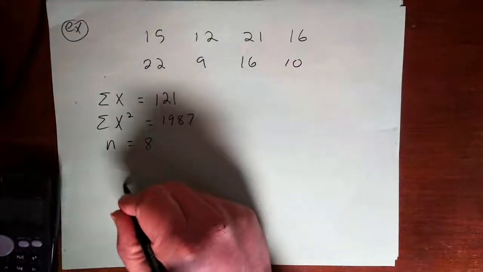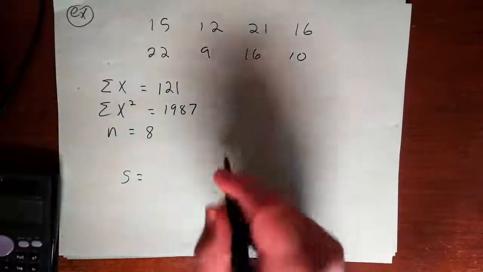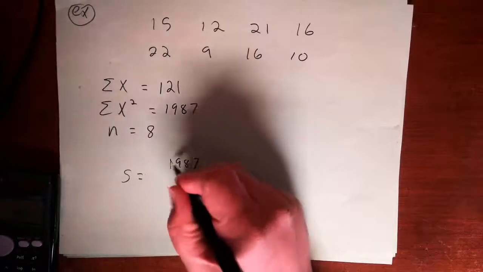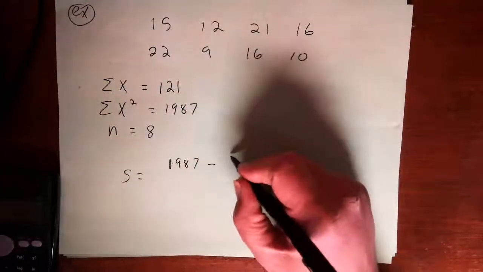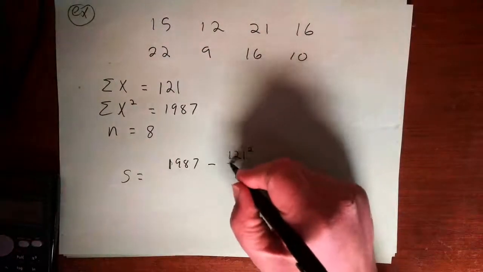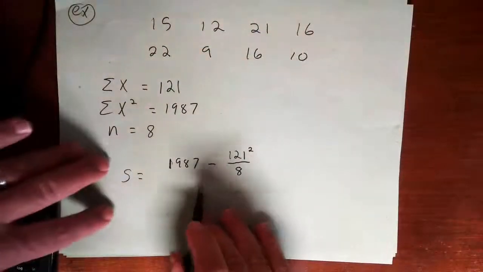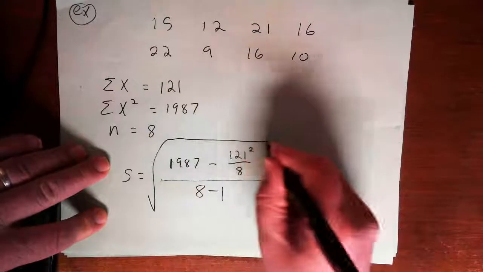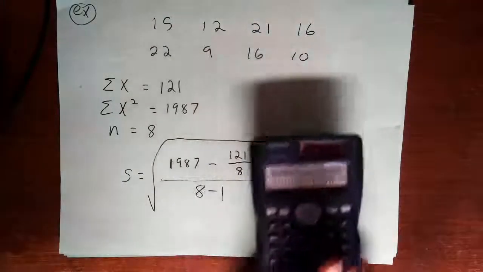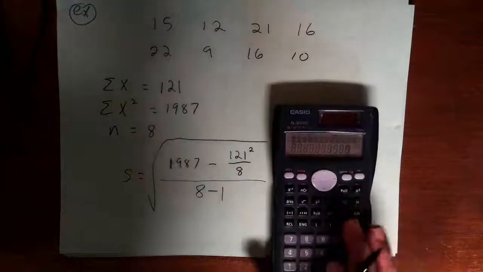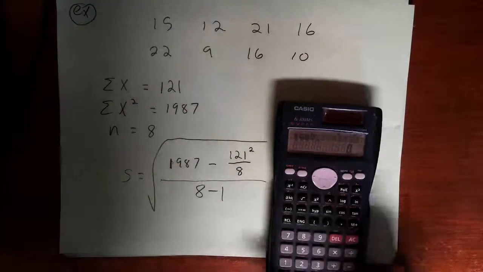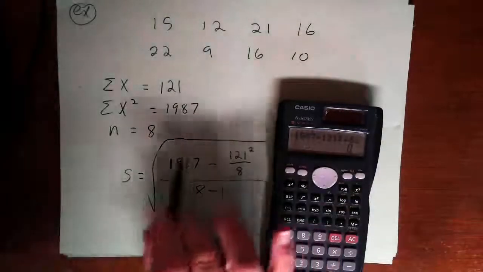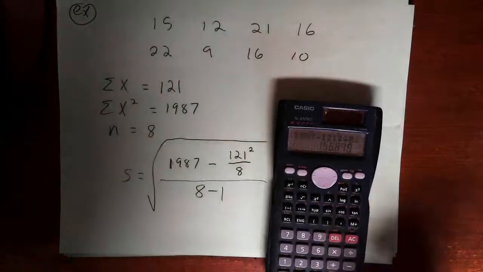So now I plug them into the formula. The sum of x squared, 1,987, minus 121 squared divided by 8, so that's the top. Divide all that by 8 minus 1, and then take the square root. So now, using this formula, I'll do 1,987 minus 121 squared divided by 8. So I'm doing the top first, and then I hit equals.